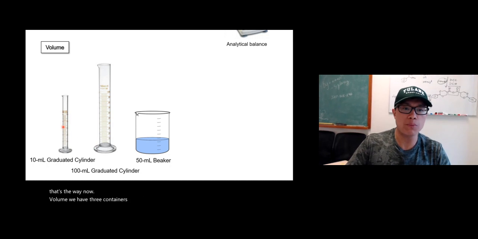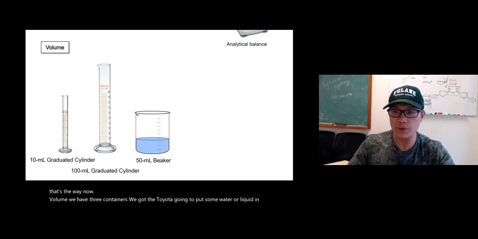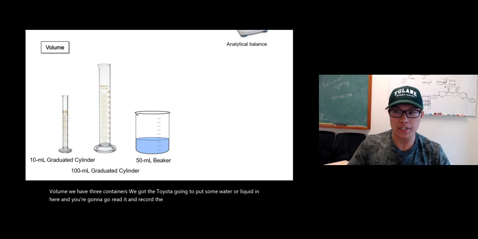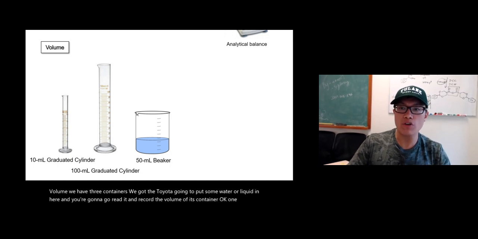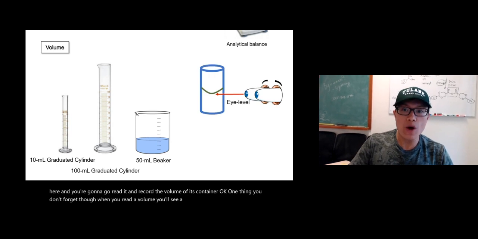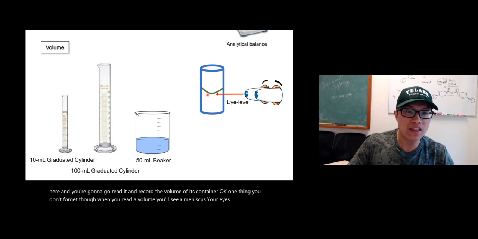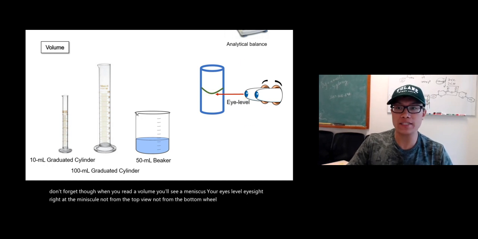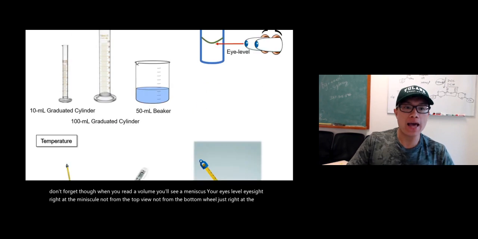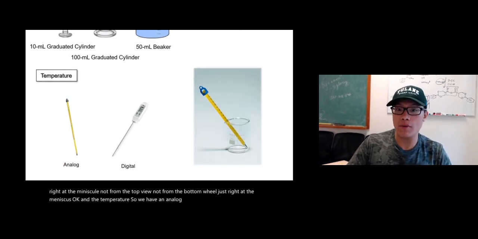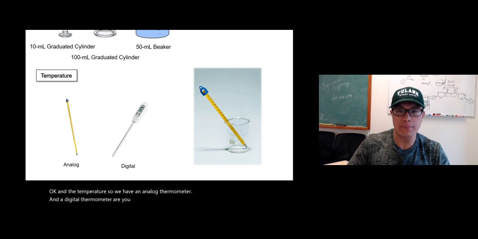Now, volume, we have three containers. Your TA is gonna put some water or liquid in here, and you're gonna read it and record the volume of each container. One thing you don't forget though, when you read a volume, you will see a meniscus. Your eyesight should be right at the meniscus, not from the top view, not from the bottom view, just right at the meniscus. Okay. And the temperature, so we have an analog thermometer and a digital thermometer. You're gonna read the number on it. So all this is part one right here.